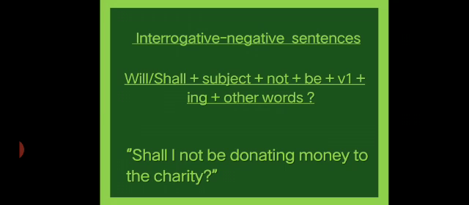Next is interrogative negative sentences. The sentence structure will be will or shall plus subject plus not plus be. We have to add not here. Plus verb first form plus ing plus other words. For example, shall I not be donating money to the charity?